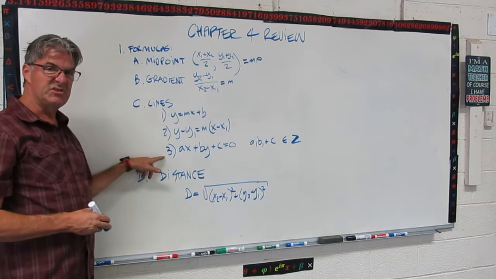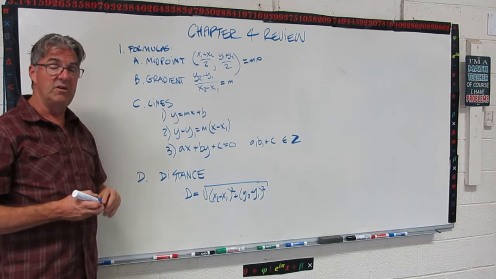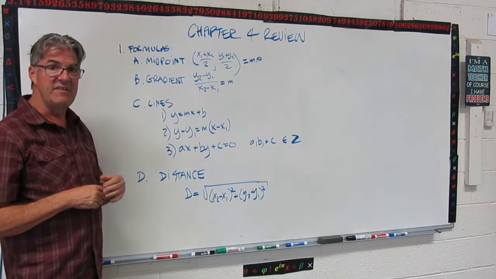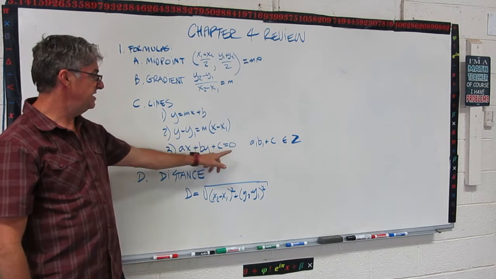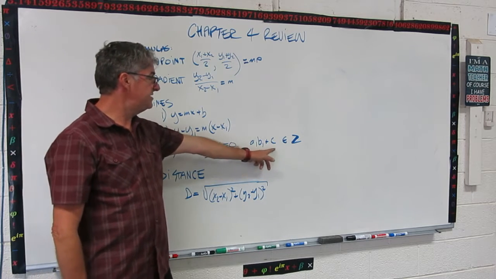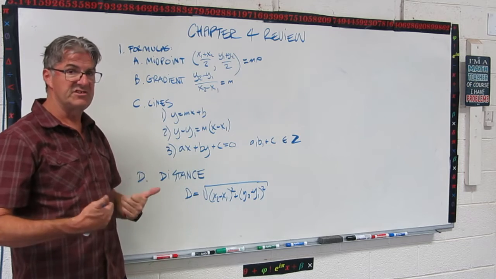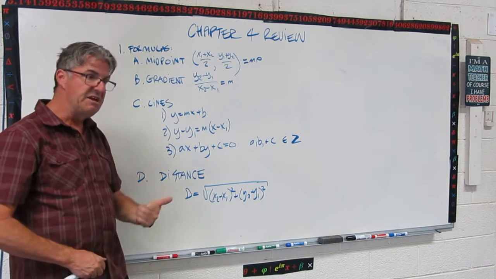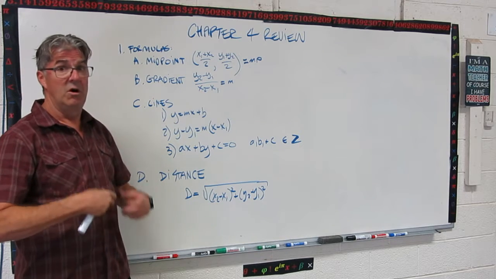And then lastly, we have this sort of general or standard form, which is a little bit generic, a little less helpful, but we will be converting in and out of that from time to time. And that's ax plus by plus c equals 0, where a, b, and c are elements of the integers. So there's no decimals or fractions. They're solid integers like -10, +30, 2, 1,000.